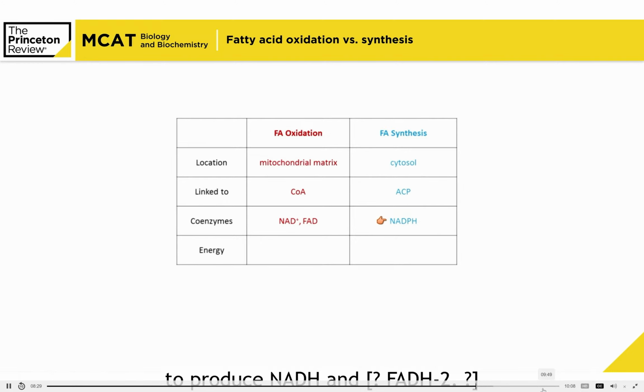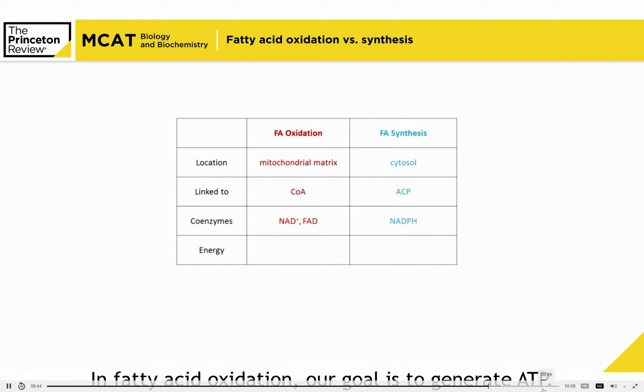In fatty acid synthesis, we're going to have to reduce the fat, and so something's going to have to be oxidized. The guy who gets oxidized is NADPH. He's going to be oxidized to NADP.